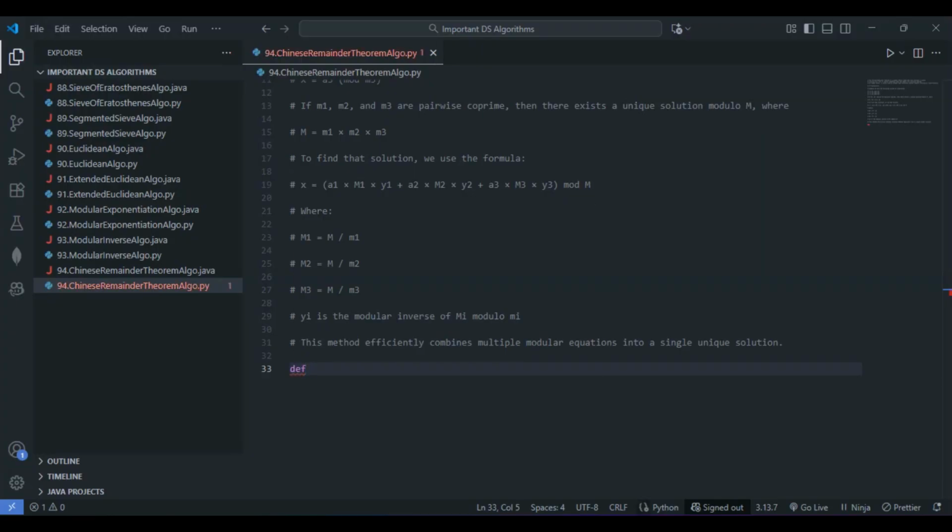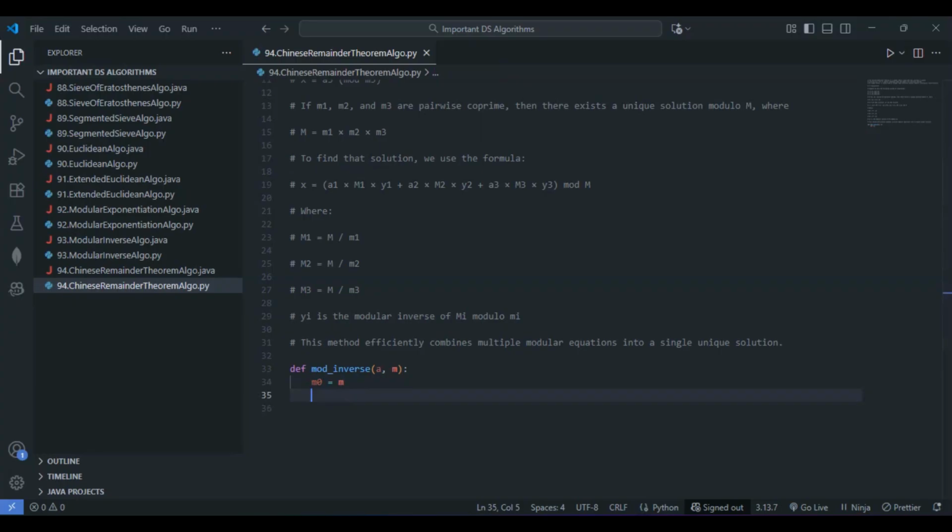I'll go with def mod inverse of a comma m. We have already discussed the variables A1, M1, A2, M2, A3, M3 in the explanation part, so let me consider a and m itself. Step one: let's store the original modulus first, so I'll initialize m0 equals m.